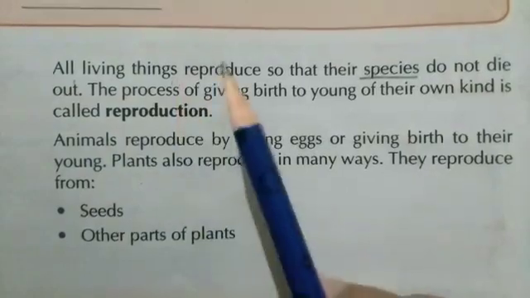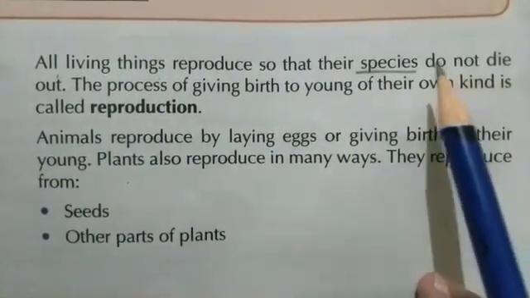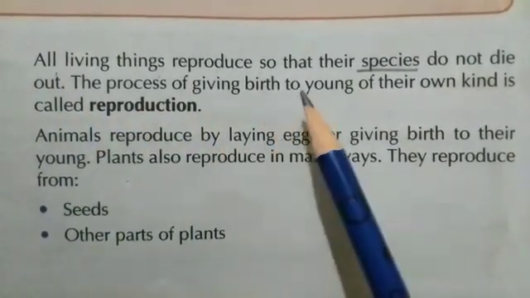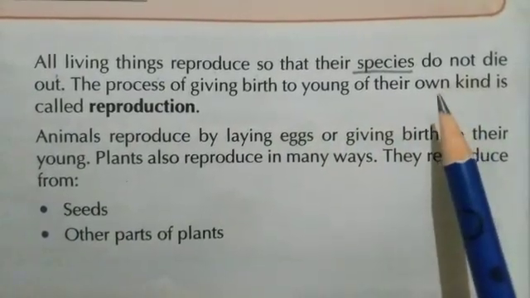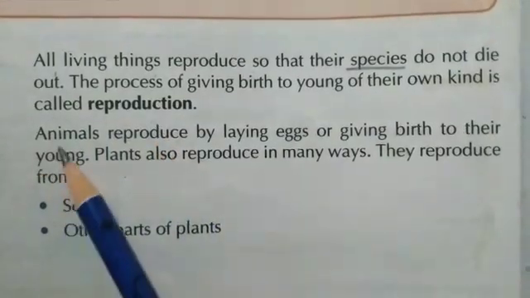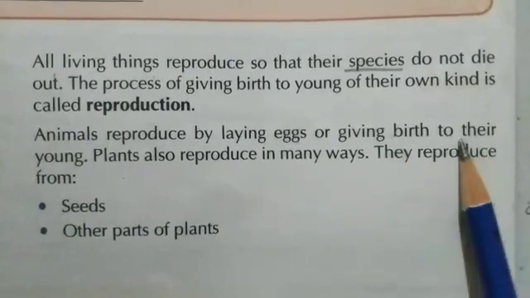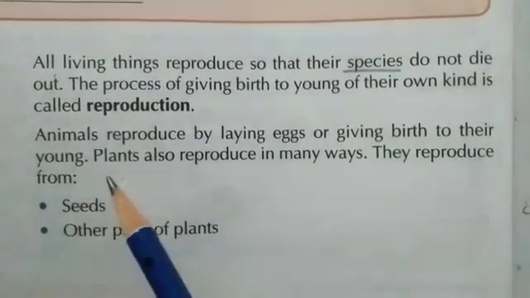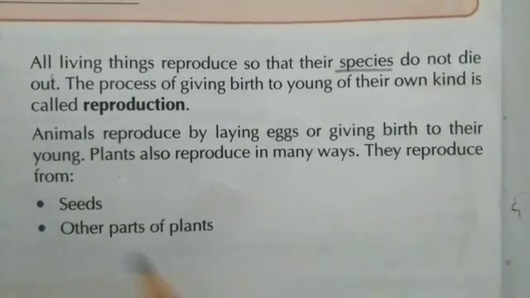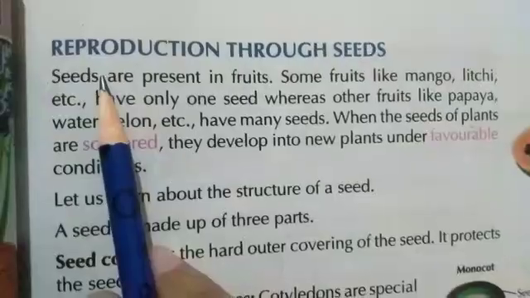All living things reproduce so that their species do not die out. The process of giving birth to young of their own kind is called reproduction. Animals reproduce by laying eggs or giving birth to their young. Plants also reproduce in many ways. They reproduce from seeds and other parts of plants.